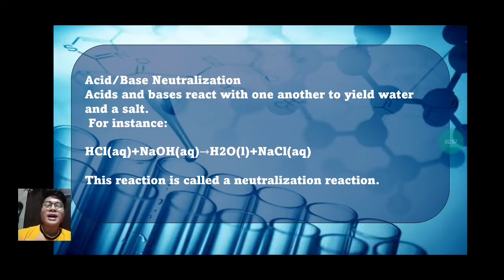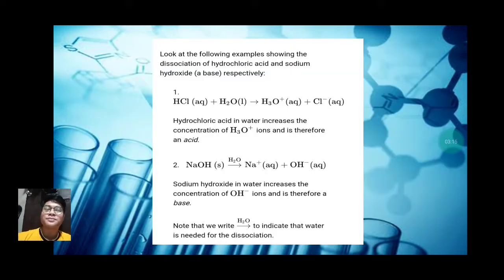Acid-base neutralization. Acids and bases react with one another to yield water and salt. For instance, hydrochloric acid added to sodium hydroxide is equal to water plus salt, or sodium chloride. This reaction is called a neutralization reaction.